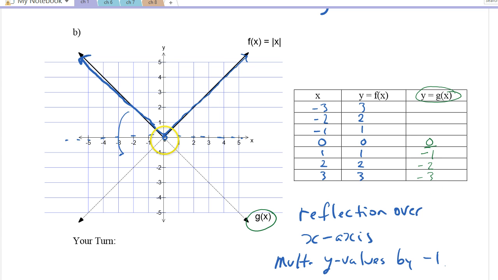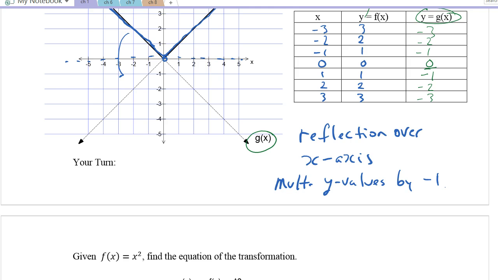And so on. And what about when I go negative? When I go negative, I get negative 1, negative 2, negative 3. So now I can say, okay, if my x values are staying the same, what's happening to my y values? My y values are getting multiplied by negative 1.